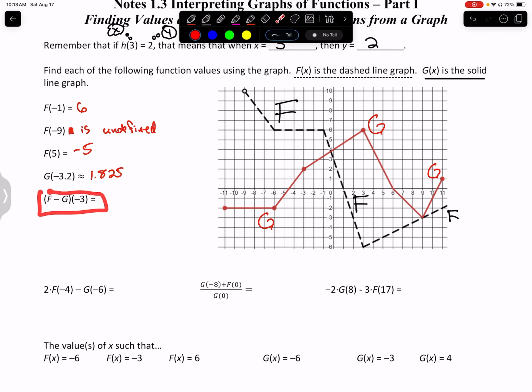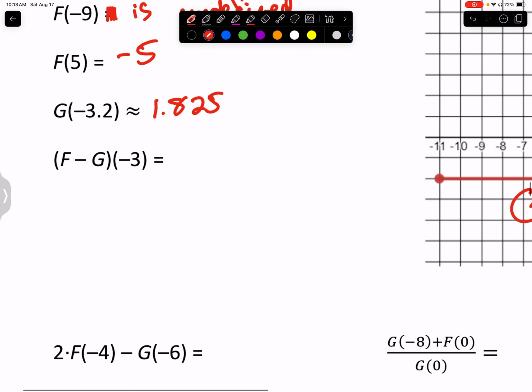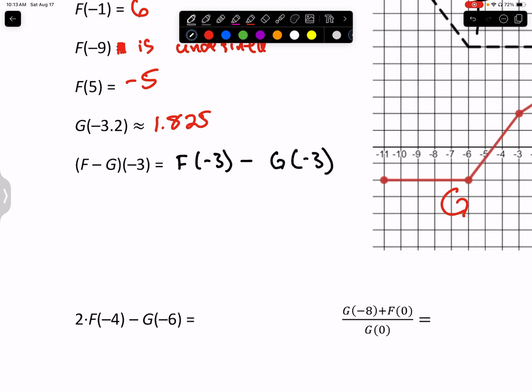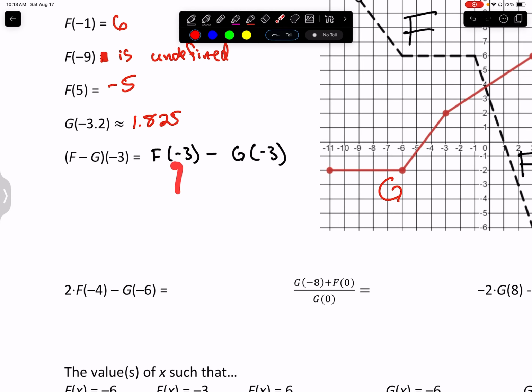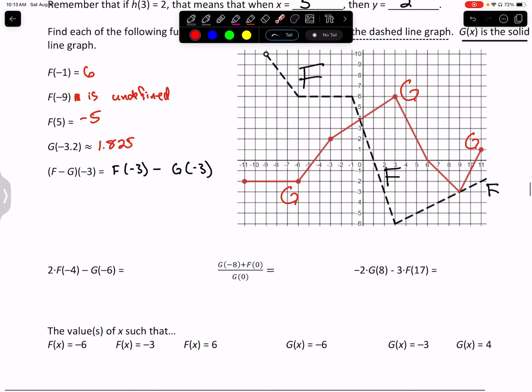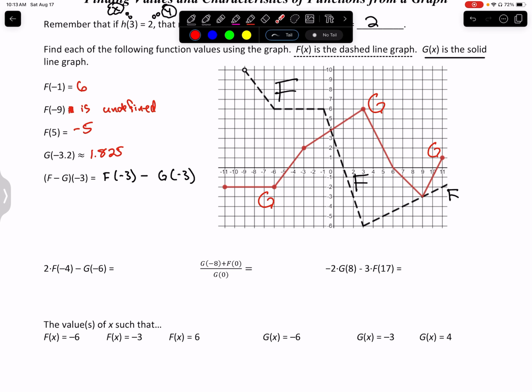This next one is a calculation to do. F minus g of -3. What that means for us to do is to figure out what f of negative 3 is, figure out what g of negative 3 is, and then subtract those results. The input is an x value, and the result of each is a y value. So if I go to my graph, f of negative 3, that's the dashed curve, that's a 6.